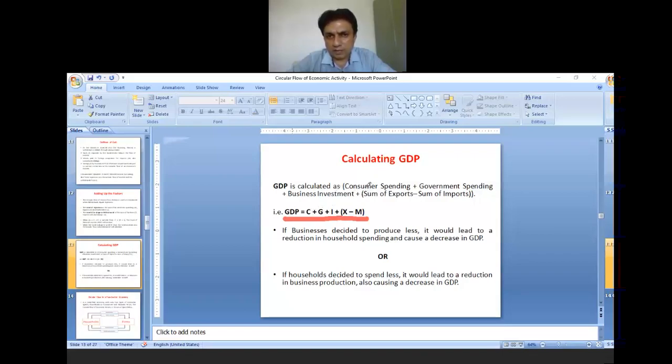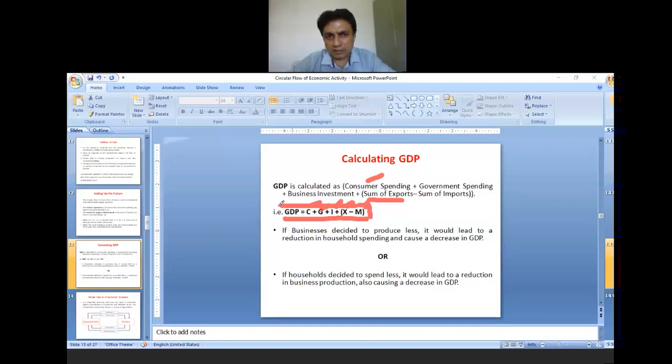So GDP is calculated as consumer spending, which is abbreviated as C, then government spending, then business investment, and after that the sum of exports, abbreviated as X, minus the sum of imports, which is abbreviated as M. So this is the formula for the calculation of GDP, and by using this formula we can calculate the GDP of the country.